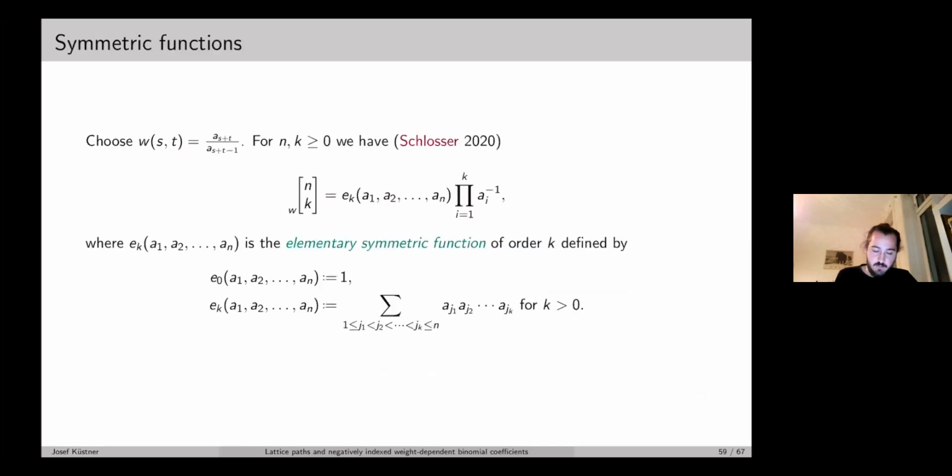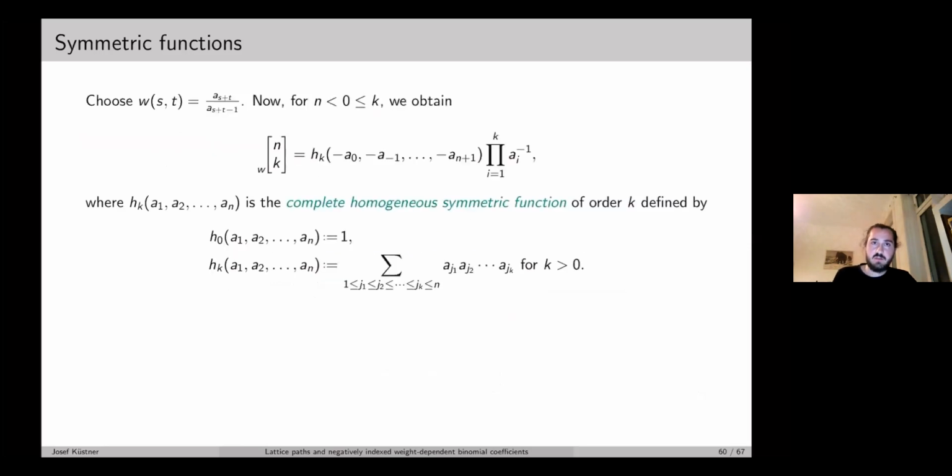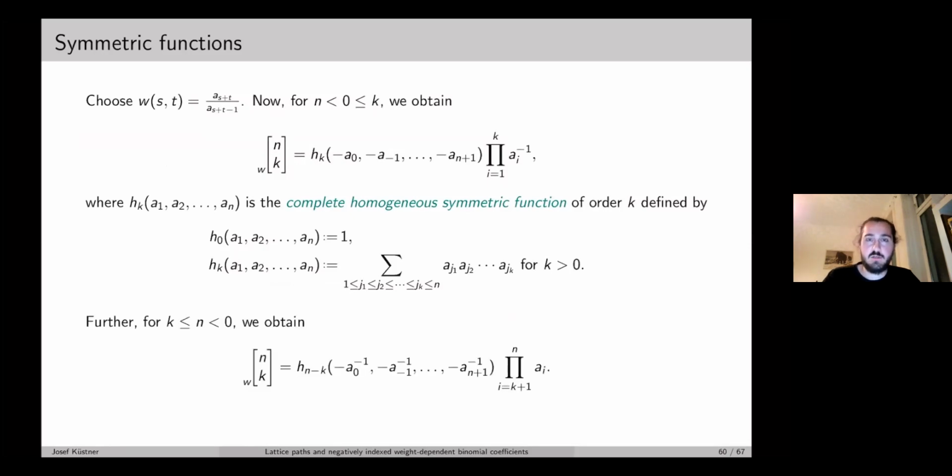So if we take the weights equal to a^(s+t) divided by a^(s+t) minus 1, then we get for the n, k positive case the elementary symmetric functions. But if we then take n, k, where n might be negative, something nice happens. So we don't have elementary symmetric functions anymore, but we get complete homogeneous symmetric functions. Also for the case n smaller than 0 and k bigger or equal to 0. And the other region, which was k bigger or equal to n smaller than 0, there we also get complete homogeneous symmetric functions.